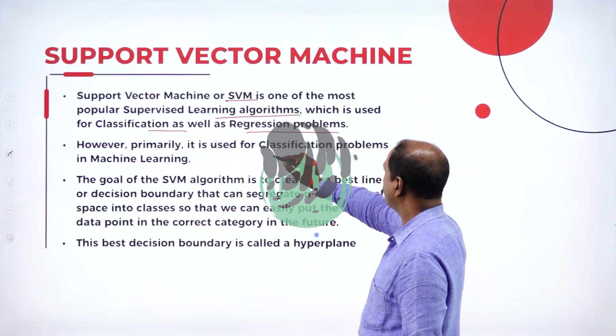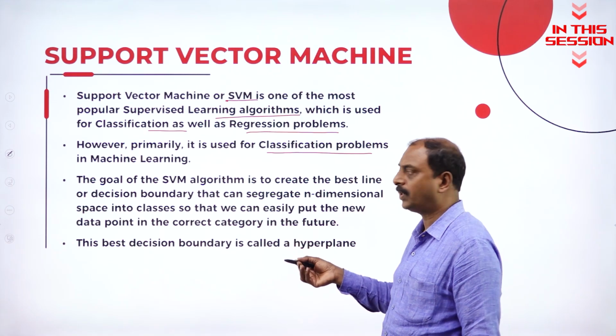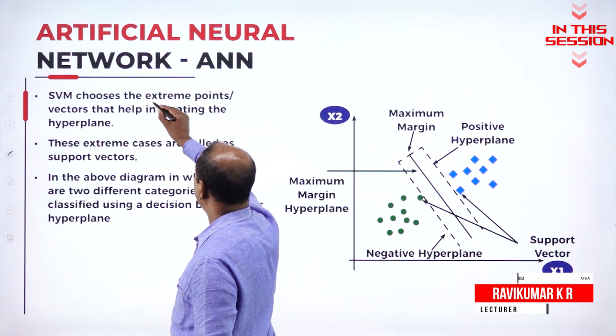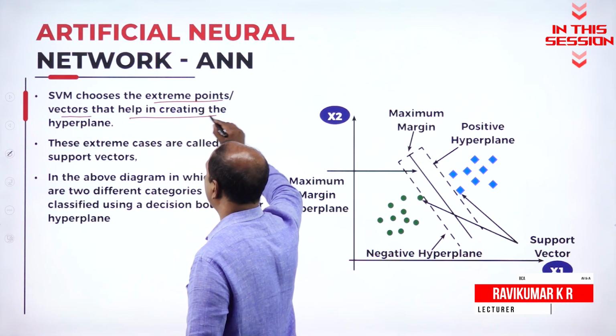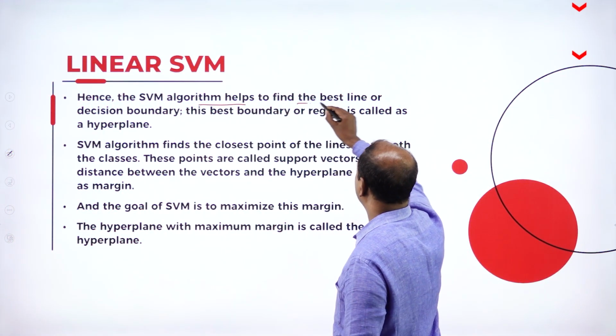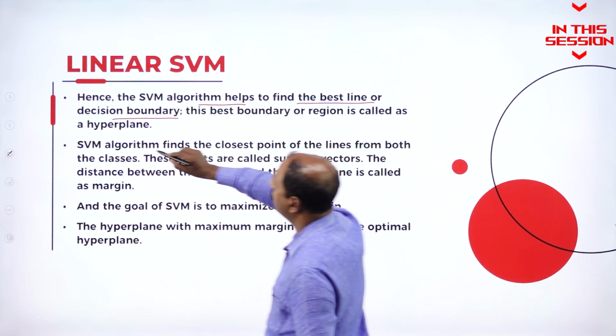However, it is used for classification problems in machine learning. Generally, we are using this for classification problems. The SVM chooses the extreme points or vectors that help in creating the hyperplane. The SVM algorithm helps to find the best line or decision boundary. It is called a hyperplane.